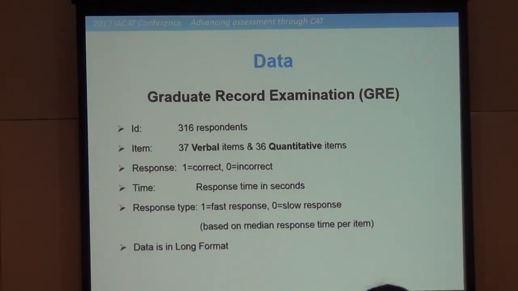In the raw data, the time is in seconds, but when we do calculation, we do a log transform, because the raw time variable is not normally distributed. When we do a log transform, we can pull extremely long or short times into the middle part. And the response time, we divided into two types: one refers to fast response, and zero refers to slow response. This calculation is based on the median response time per item. Above the median, we call it slow, and below the median, we call it fast response.